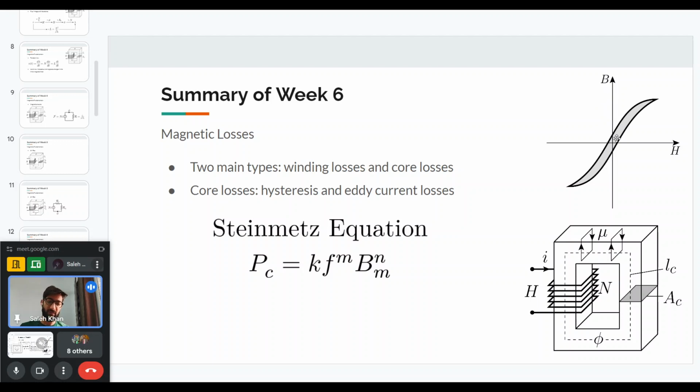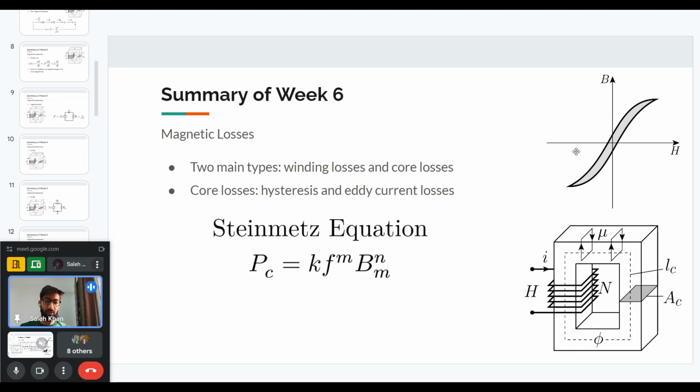In practice, it is not a linear straight line, but not only does it have saturation, it also has different values depending on whether the H is increasing or decreasing. So if we start from zero, then we go to some peak value, and then if we reduce H again, when H becomes zero, B will not be zero, B will be some negative value. Similarly, when it goes negative and then goes again to zero, then B will have some positive value. So it does not follow a linear straight line, but it follows this kind of a curve.